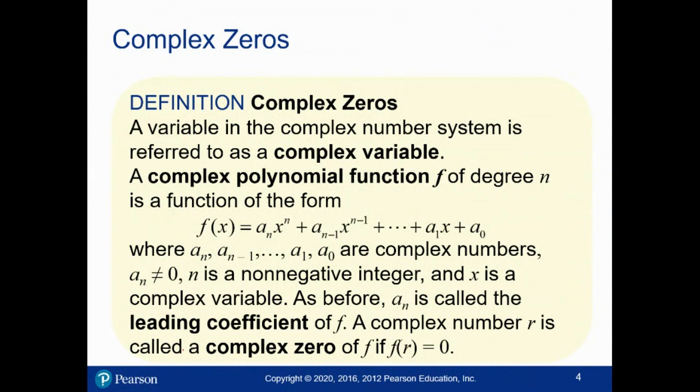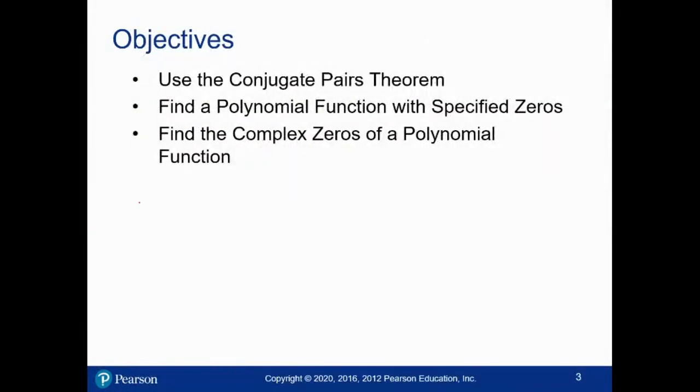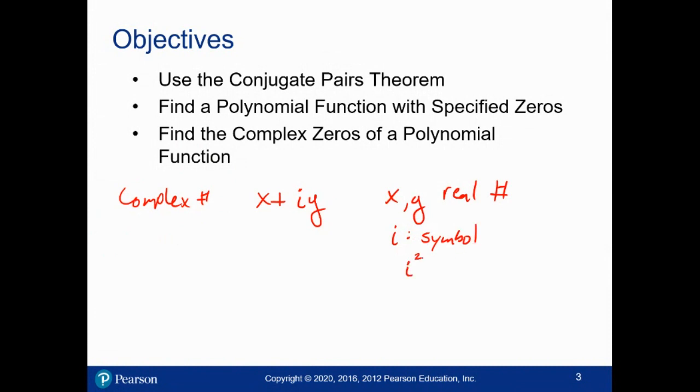A complex variable is a number in what is called the complex number system. So a complex number is written in the form x plus i times y. x and y are both real numbers. And i is a generic symbol, but what it stands for is that if you square it, you get -1. Okay? So it can't be a real number.